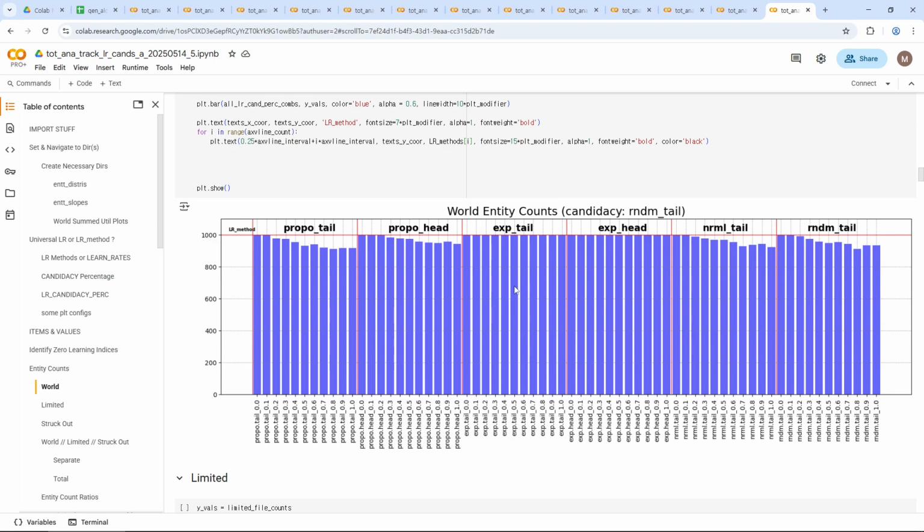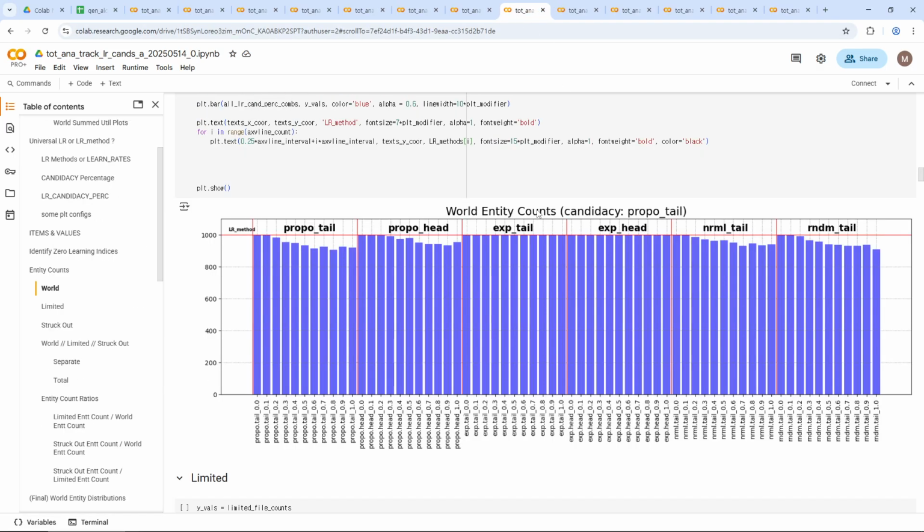And that's why when we use exponential head or exponential tail as learn rate methods, not many entities get struck out. The only entities across generations that are very likely to be struck out are the head entities or the tail entities. That's why we never have the final world population below 1,000. And then we see the normal distribution, and things are as we expected.